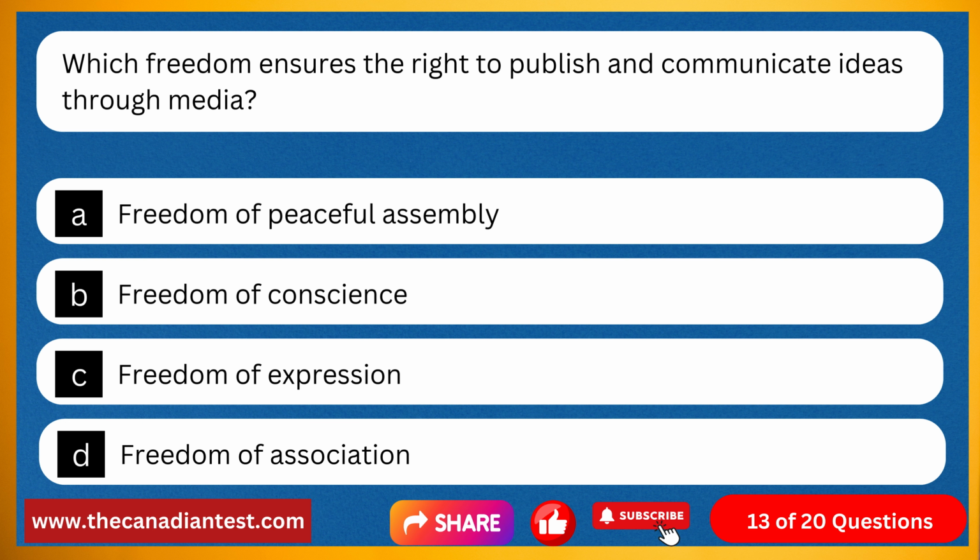Question 13. Which freedom ensures the right to publish and communicate ideas through media? Option A, freedom of peaceful assembly. Option B, freedom of conscience. Option C, freedom of expression. Option D, freedom of association.